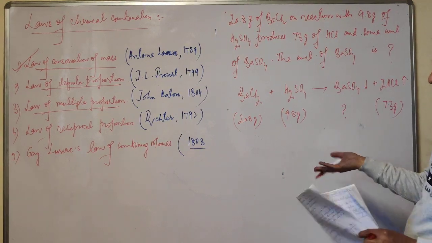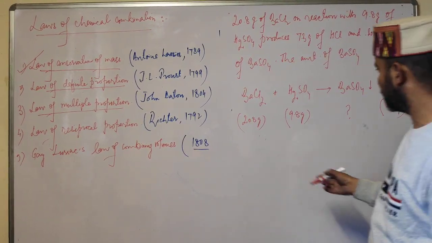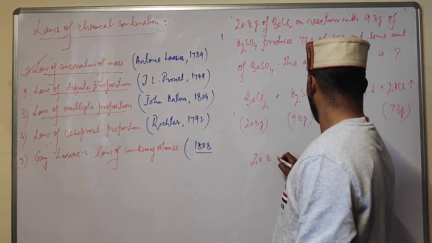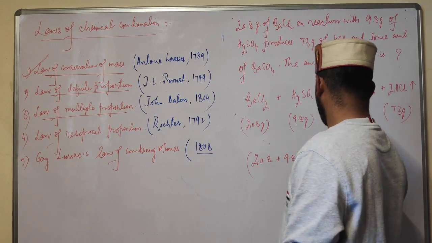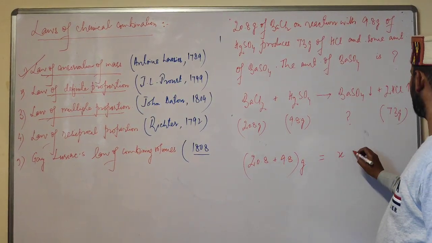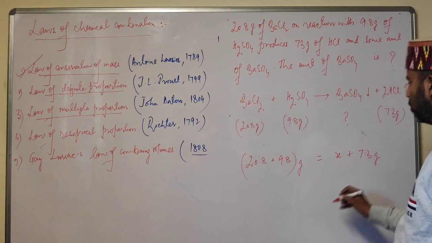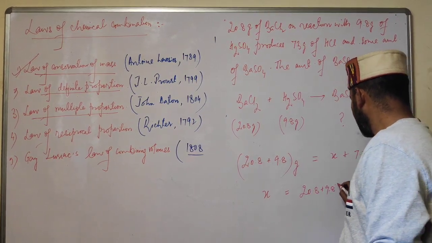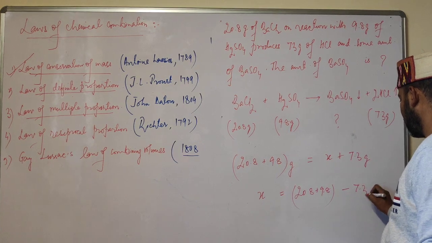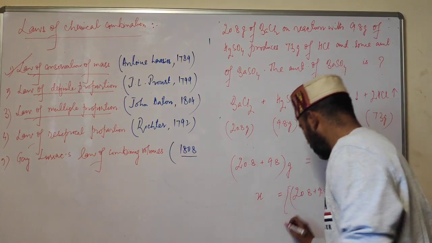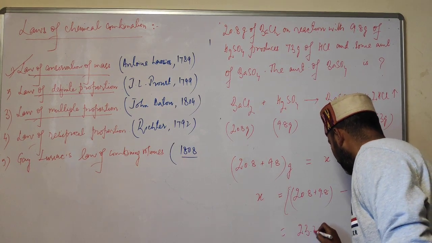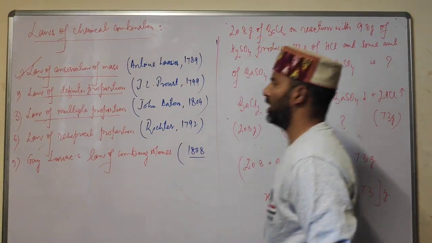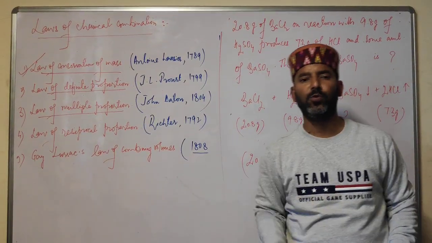Now students, we know that mass remains conserved in a chemical reaction. So we say the total mass of reactants, that is 20.8 plus 9.8, is equal to, let this be X, plus 7.3 grams. So solving this, we get 20.8 plus 9.8 minus 7.3 grams. So students, solving this, we get 23.3 grams. So this is the answer. So this is a very simple law, and it is applicable for all chemical reactions except nuclear reactions.